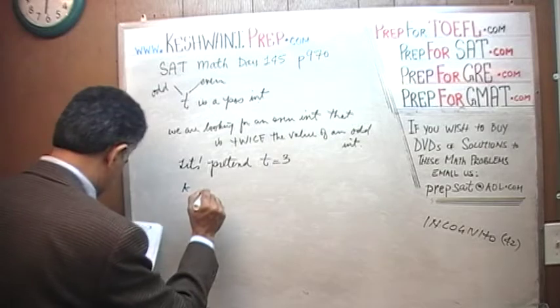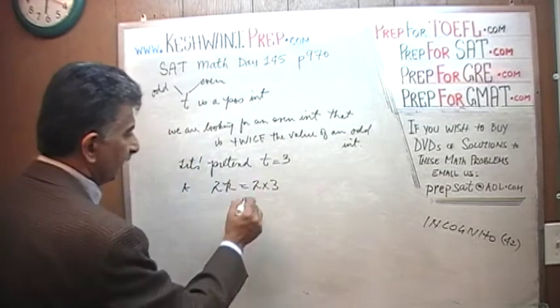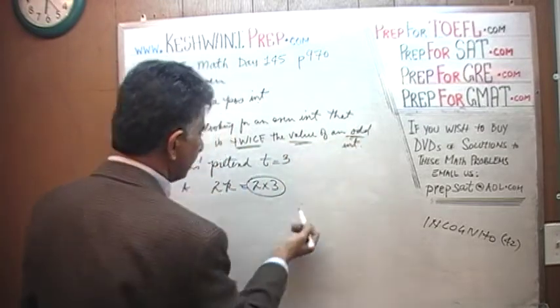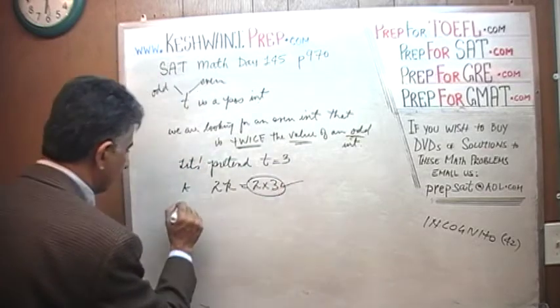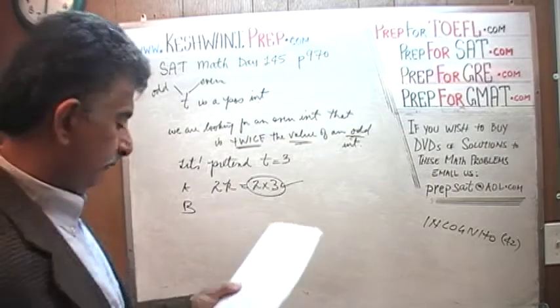A says 2 times k, which is going to be 2 times 3. Now, is this quantity twice the value of an odd integer? Of course it is. It is 2 times the value of an odd integer. So that one qualifies. That doesn't mean that the answer is A. It just means that we can't rule out A.